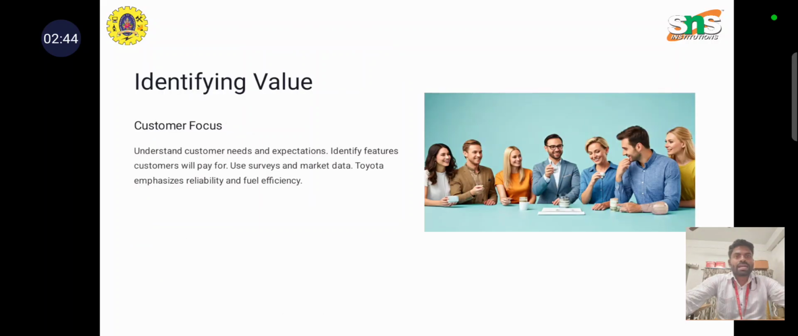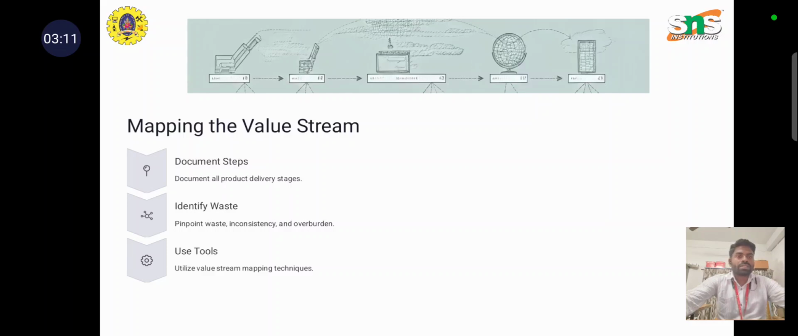Next, the first one is value. As I said earlier, we have to value the feedback given by the customer. So understand the customer needs and expectations, and identify the customer demands. Based on the survey taken from the customer and the market, we have to make the process, or plan for the production.